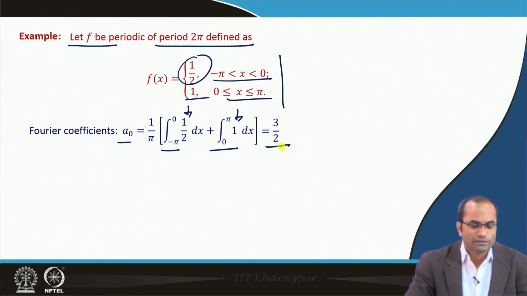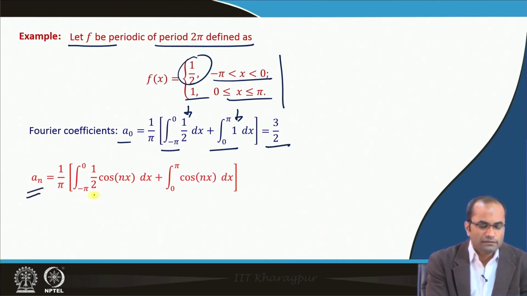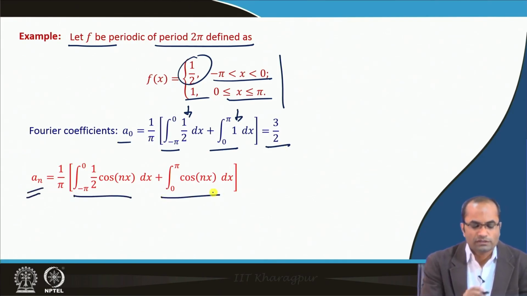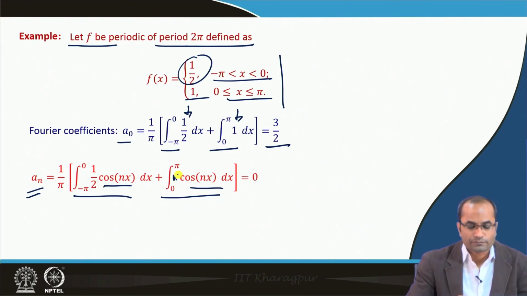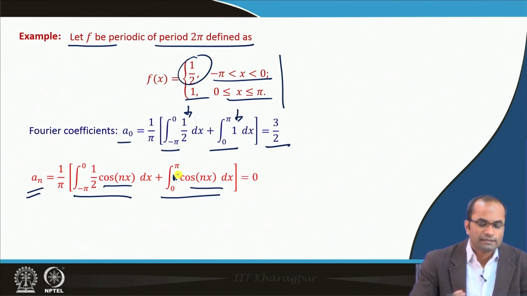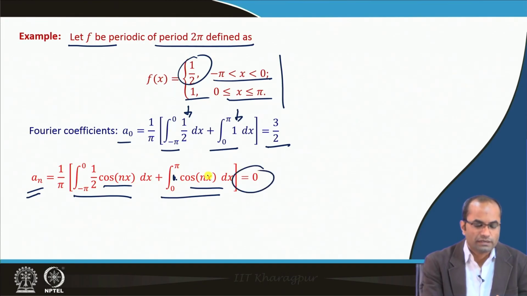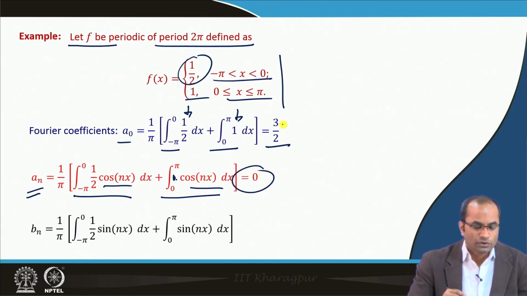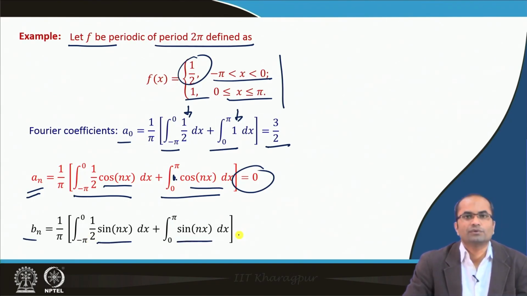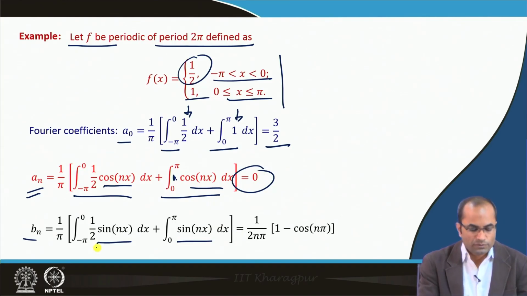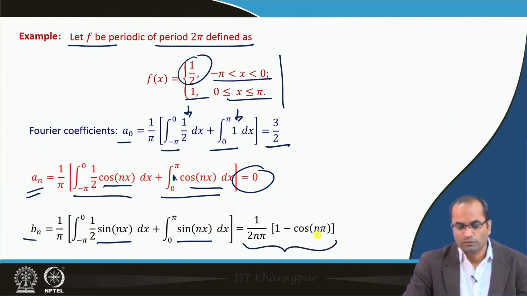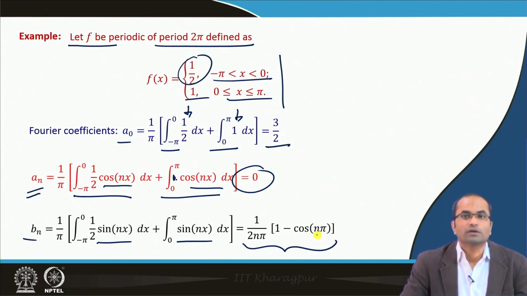So, we can get 3 by 2. And then if we compute a n, again we have to break from minus pi to 0 and 0 to pi, having cos n x and half and then 1 there. So, again we will realize that this is 0. This is interesting, because it is not 0 because of any even and odd structure, it just comes out to be 0. Then, if we compute b n, it has sin, and again we can compute these simple integrals, and we will get 1 over 2 n pi times 1 minus cos n pi.